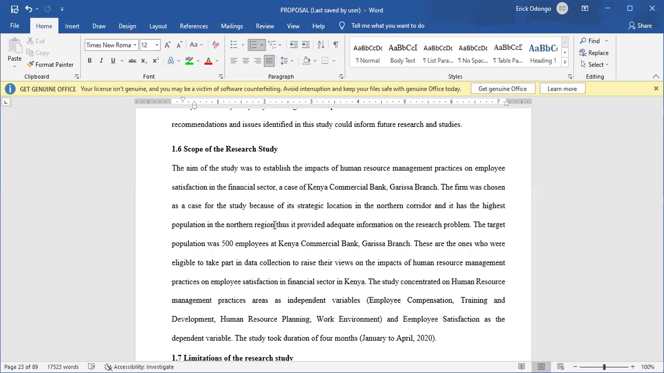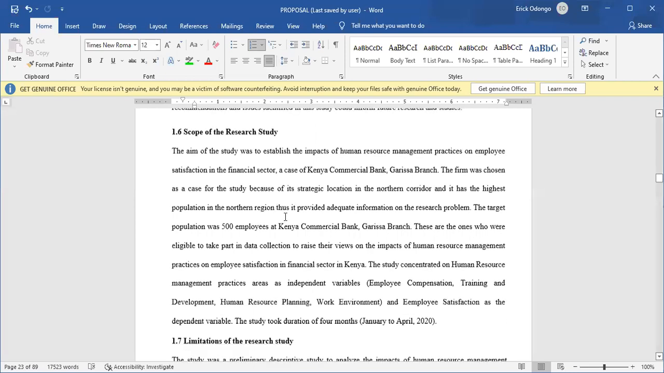The population of your study. How many people will you be conducting the study on? The sample size, that is. Why have you chosen these people? That would be the scope of the research study, and that is 1.6.